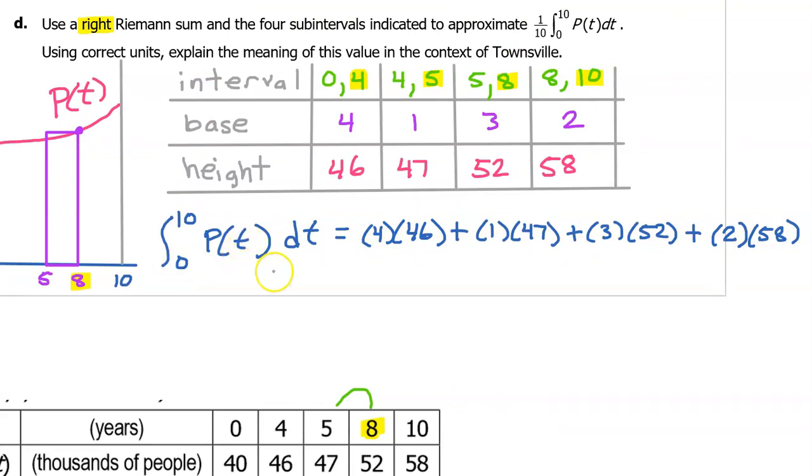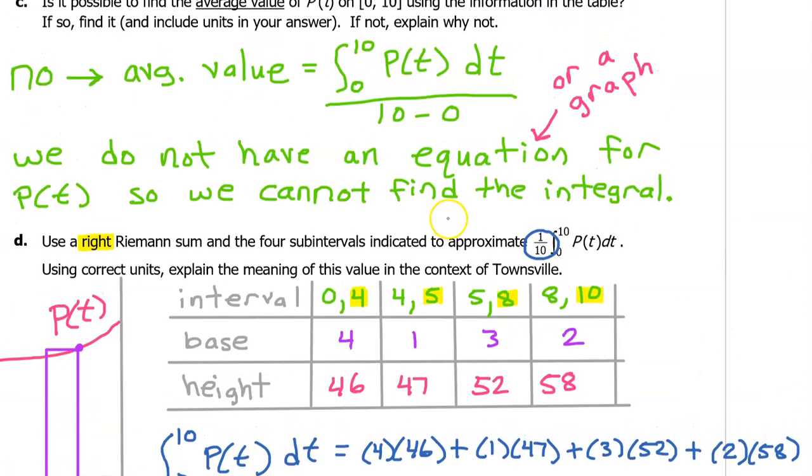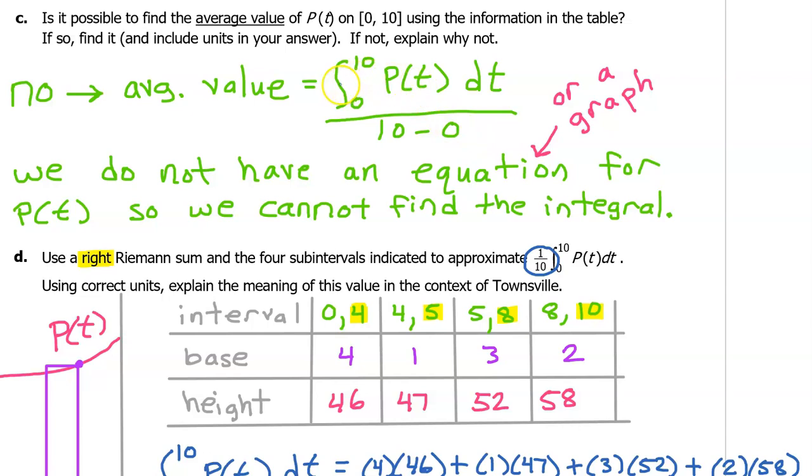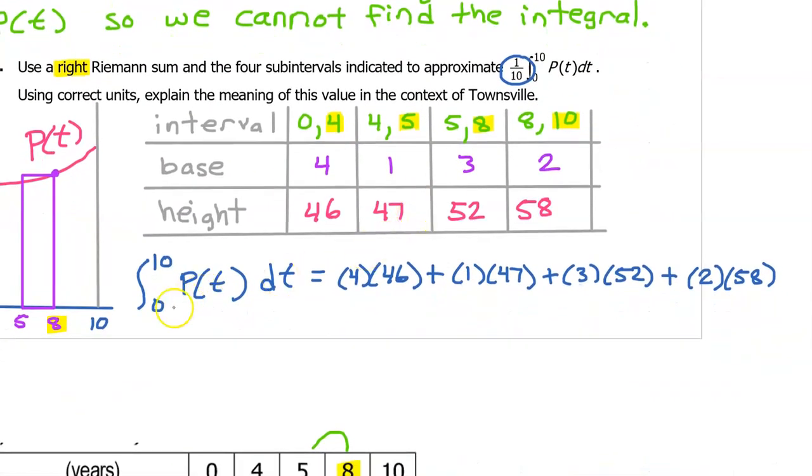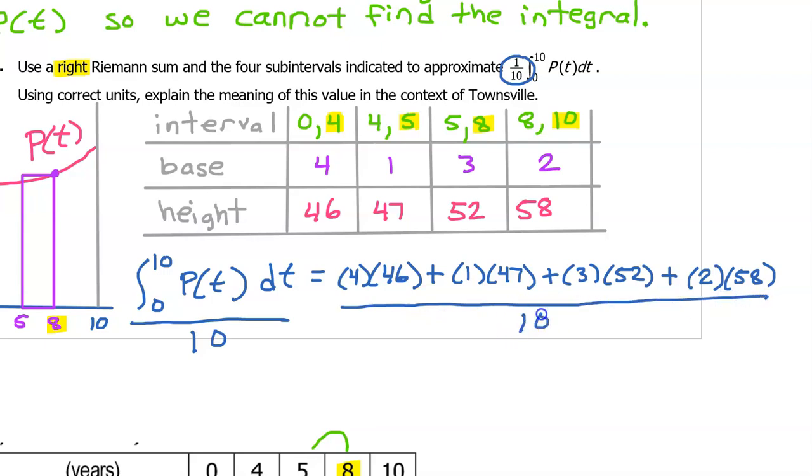But remember, we really wanted to estimate the average value, which was integral divided by interval. That's what this 1/10 is. So look back to the previous problem. Remember, we were doing average value, integral divided by the interval. So I need to actually divide all of this by 10, because now it's the average value. All I have to do is divide all of this by 10.